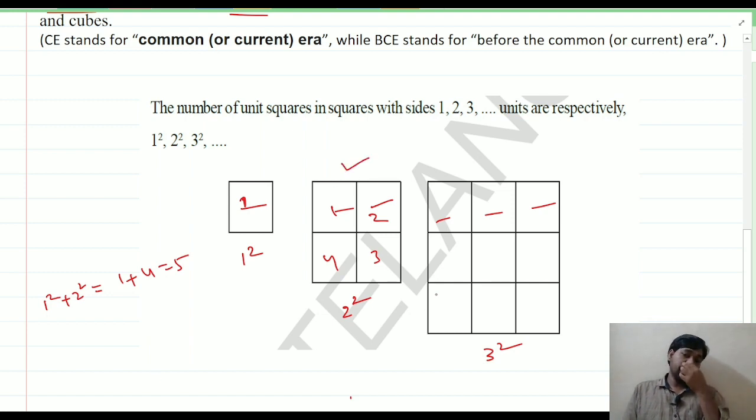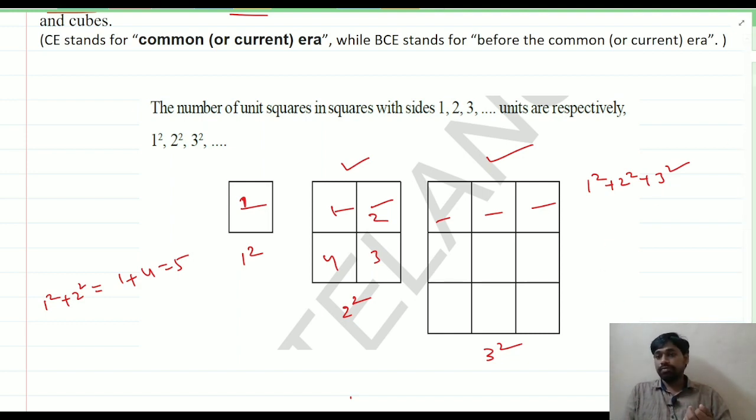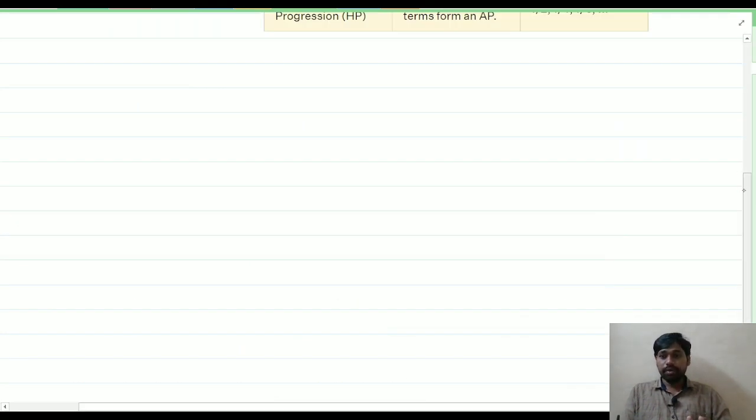Similarly, if you want to know how many squares there are, like 1 square plus 2 square plus 3 square, if there are 3 we can easily do it. If the number increases, it becomes difficult. So for that we have formulas. Those formulas we will define in further classes.